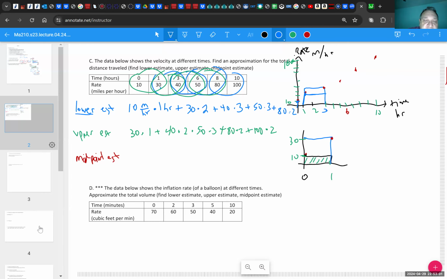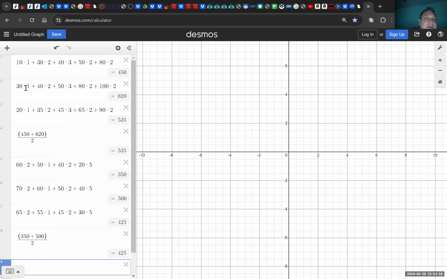My pen stopped working, so let me just pause the video and see if I can get my pen working again. Okay, so we get a total of 450. Remember, we're multiplying the miles per hour times hours, so we're going to get miles. The first one's going to be a total of 10 miles. Then we have 60 miles, grand total of 450 miles. So that's our lower estimate. The upper estimate, we just do a similar calculation, 30 times 1, and so on, for a total of 620. So that's our upper estimate.